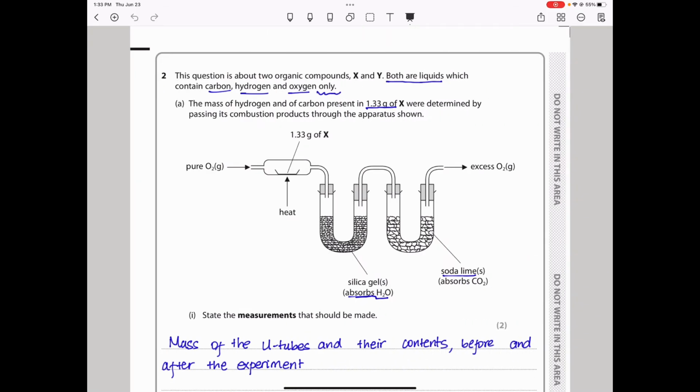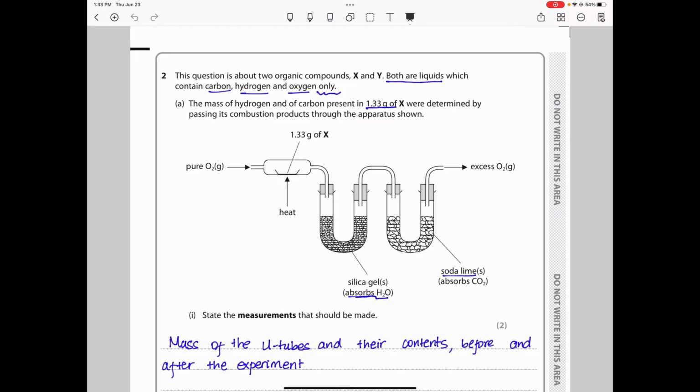Question 2 says, this question is about two organic compounds, X and Y. Both are liquids which contain carbon, hydrogen, and oxygen only. So basically they say the mass of hydrogen and of carbon present in 1.33 grams of X were determined by passing its combustion products through the apparatus. So you can see this is where they put the sample X. It was heated in presence of oxygen, and then the products went through here.